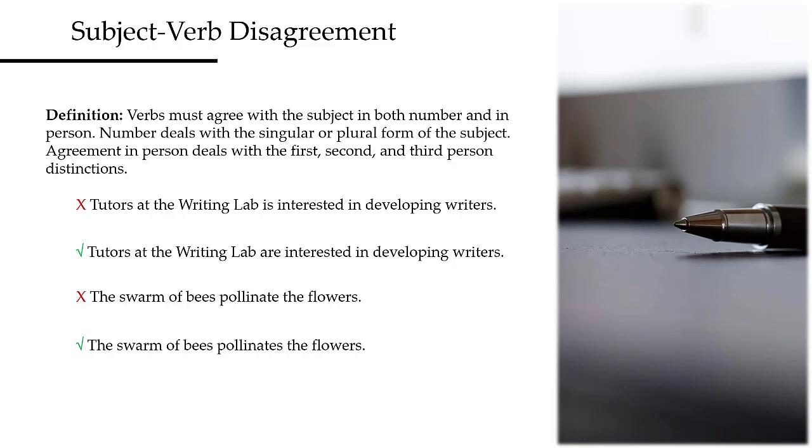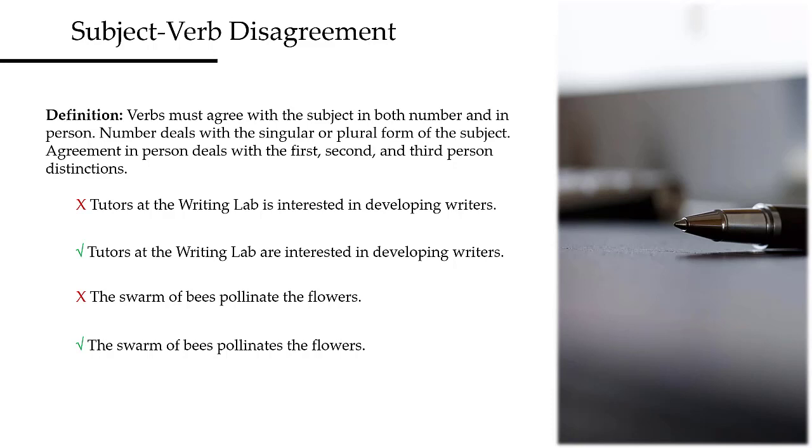Sometimes it can be helpful to eliminate extra words in between if you're having difficulty. You might have been thrown off in the first example by the Writing Lab, because it would be correct to say the Writing Lab is interested in developing writers, but the subject is tutors. So if you're double checking agreement in number, it can be helpful to eliminate extra words and read it how it would be just with the subject and the verb. Tutors is sounds wrong. We know it's tutors are.